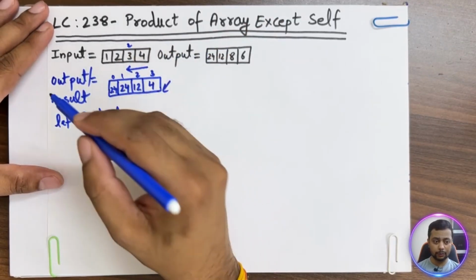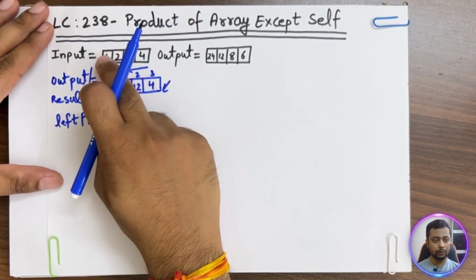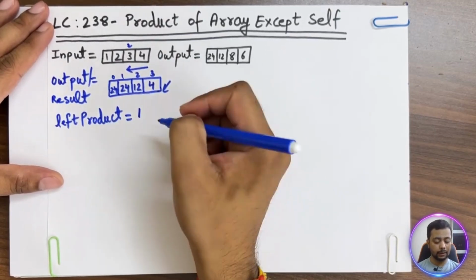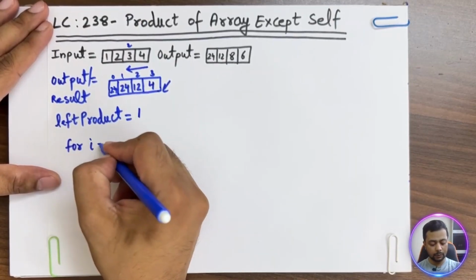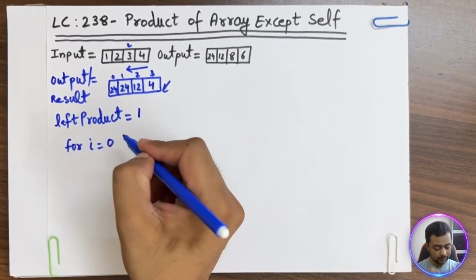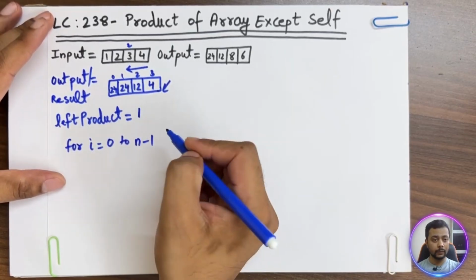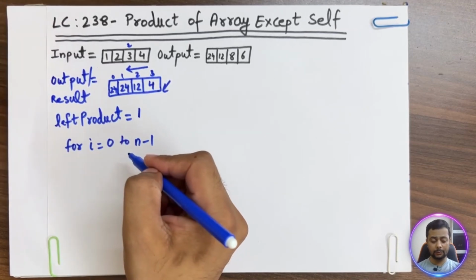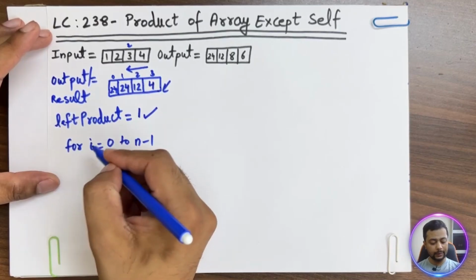But for the left product, I will maintain a variable as I traverse the input array from the beginning, and I will initialize it with 1. So I will traverse from the first element in the input array to n minus 1, and at each index, what do I need? I need the left product, I already have it. I need the right product.